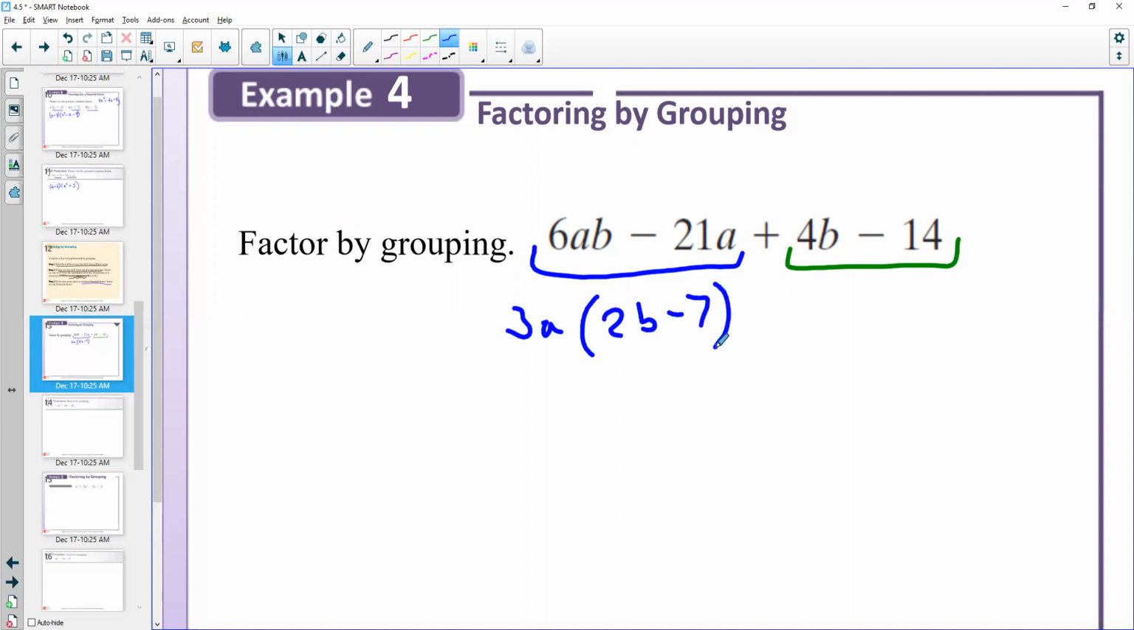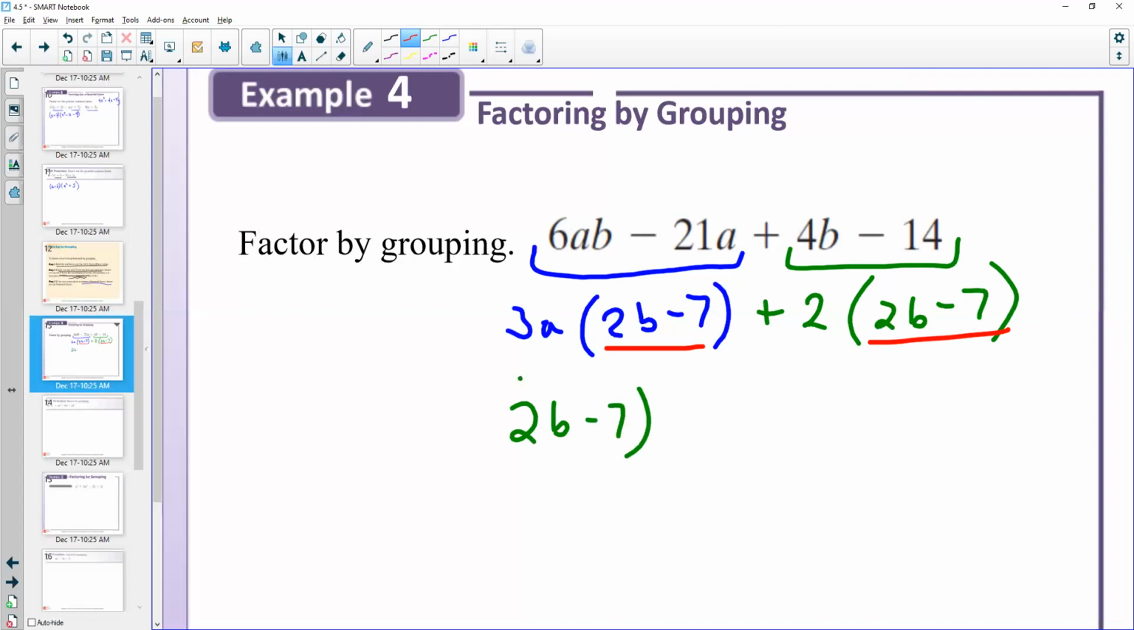Okay. Now I'm going to look at the second term. I'm going to have a plus there because that's what's there now. And I'm going to look. I have a 4 and a 14. What can I take out of there? I can take out a 2, right? And only one of them has a B, so I can't take that out. But let's see what's left. 2B minus 7. That's handy because now what I see is these terms match. That's the goal of factoring by grouping. Okay, so I'm going to pull that to the front, 2B minus 7, and then gather up what's left, 3A plus 2.